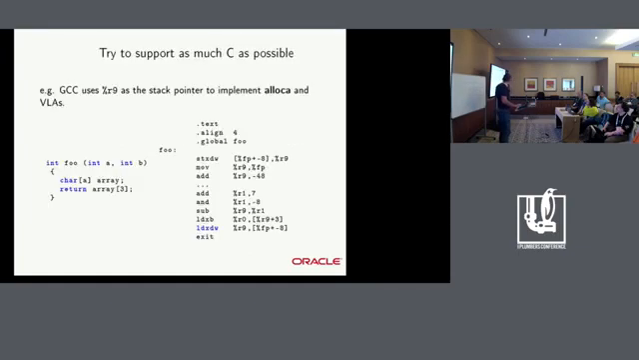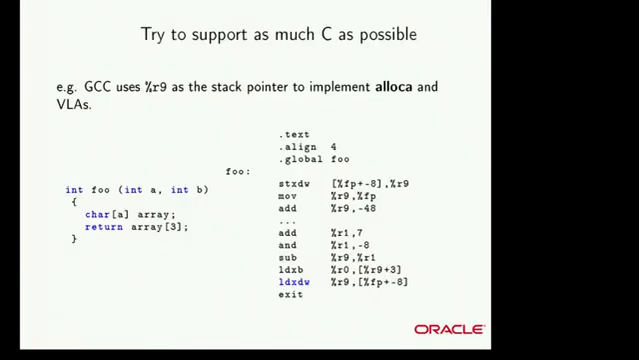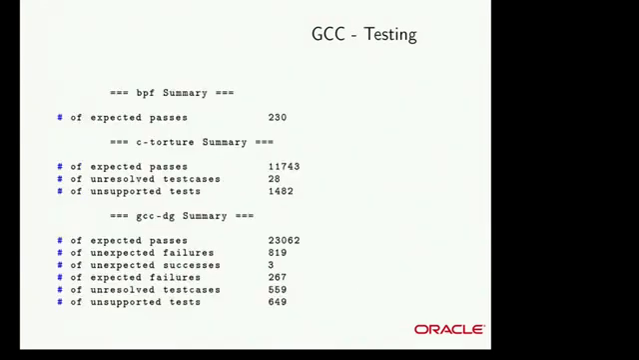Well. Okay, one of the things I did was to try to support as much C as possible. But the BPF platform architecture is so restrictive that that's not always possible. This is something that I would like to discuss with you as well: how can we come up with some general common mechanisms to support alloca, for example, things like that. So, does it work?